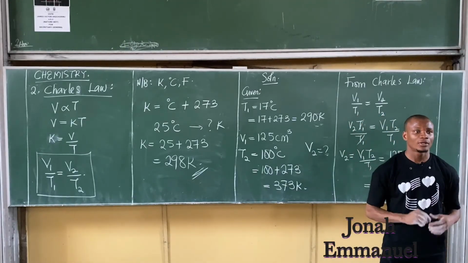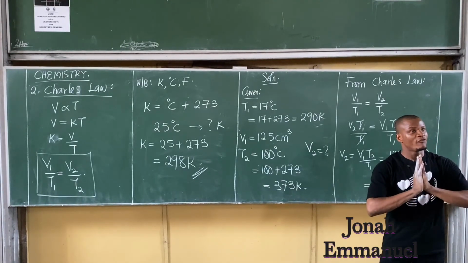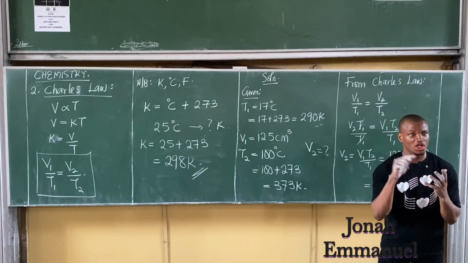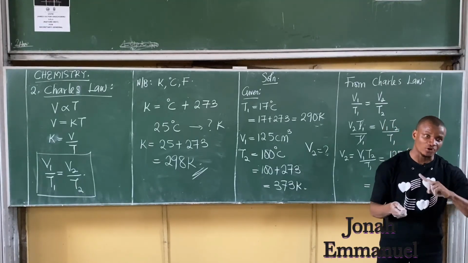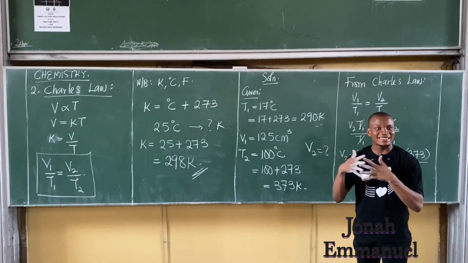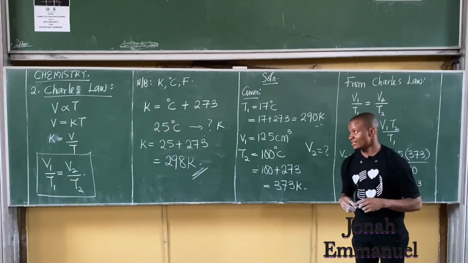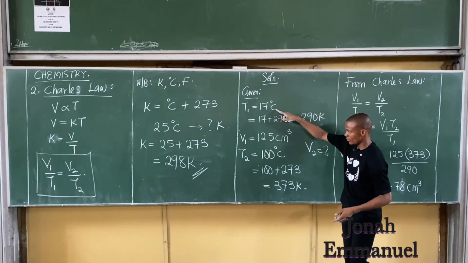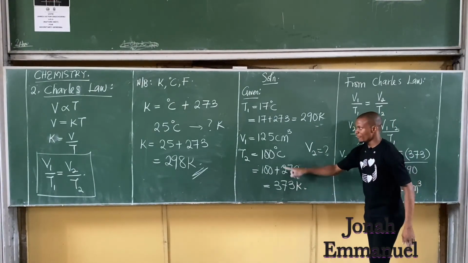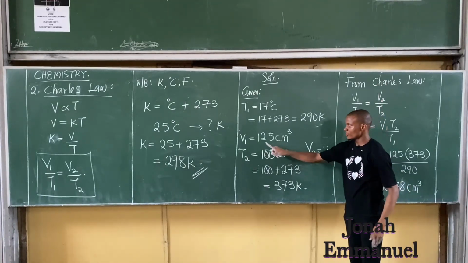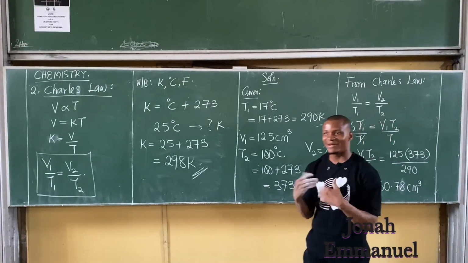Listen, let's end this concept. We said for Boyle's law, the relationship was inverse proportionality. What does it mean? As one is increasing, the other one is reducing. For Charles' law, it's direct proportionality. As one is increasing, the other one is increasing. You can see, as T1 increased from 290 to 373, V1 also increased from 125 to 78. So it's mathematics, that's the fun of maths. It's not hard, you just manipulate it.